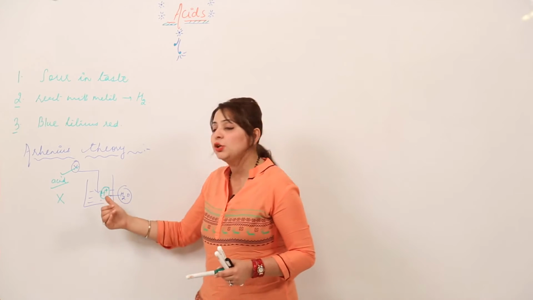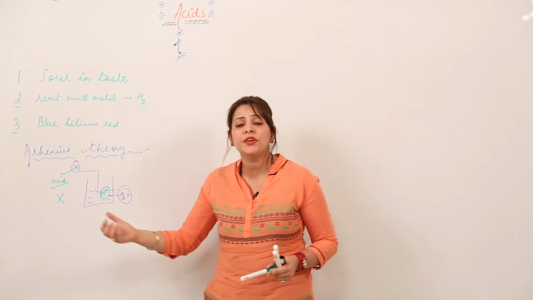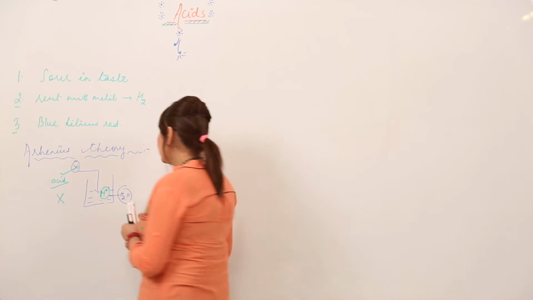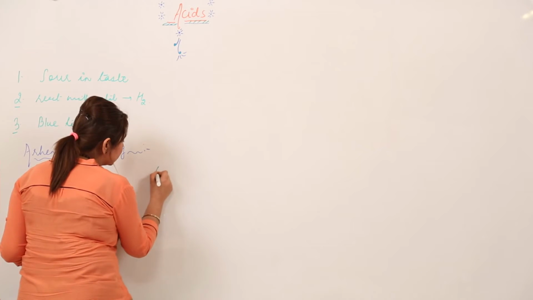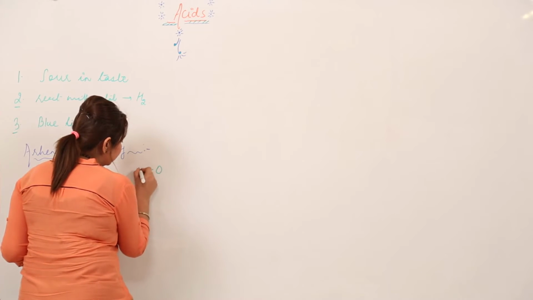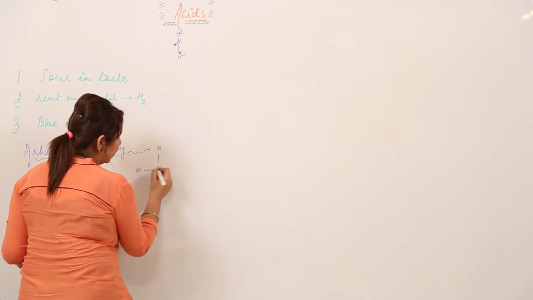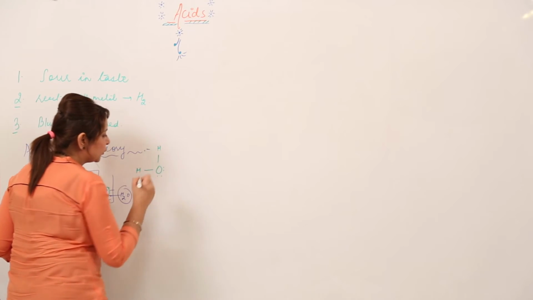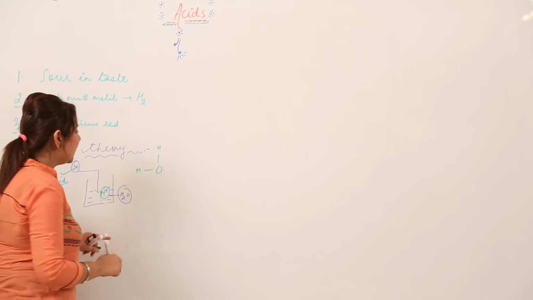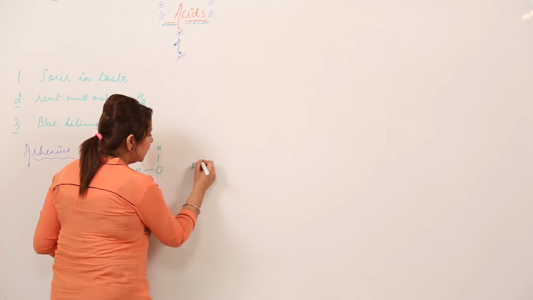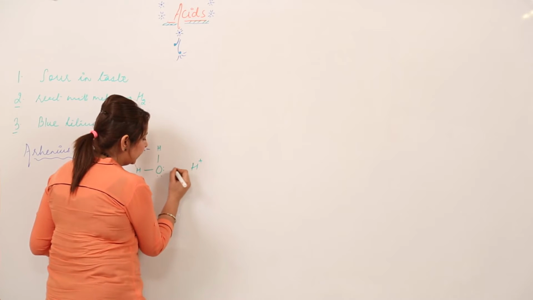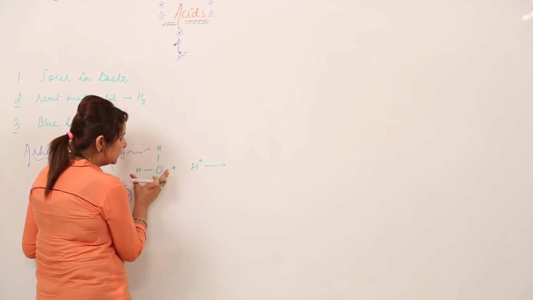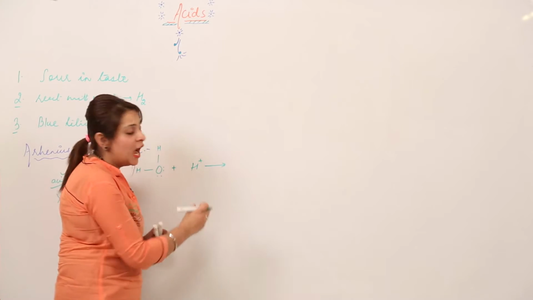this hydrogen ion does not exist in water as hydrogen ion. What does this hydrogen ion do? We know that the structure of water is this. Oxygen is making two covalent bonds with hydrogen, and there are two lone pairs. So when these hydrogen ions are dissolved in water, they form a coordinate bond between the lone pair of the water molecule and the hydrogen ion.